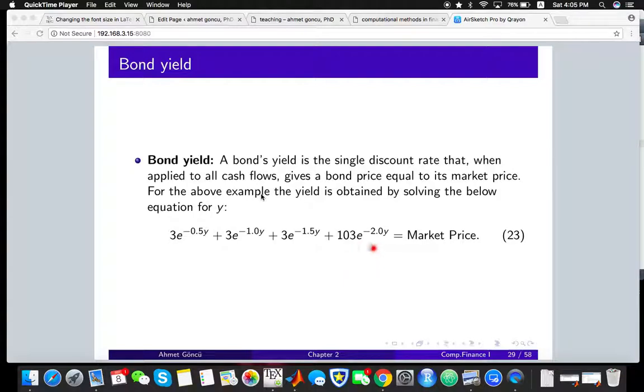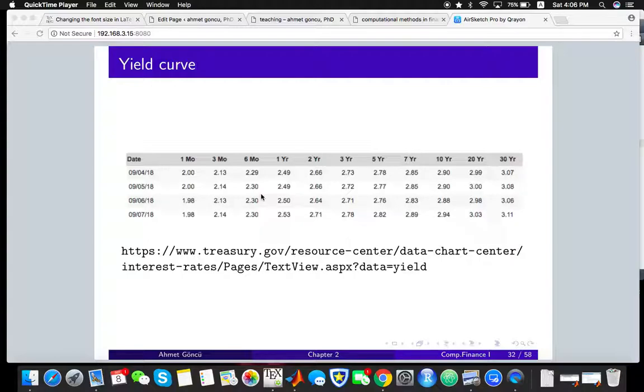time 0. So mathematically speaking, we set this present value equal to the market price of the bond, because as you know, bonds are traded in the market day to day, and there's a price determined in the market. So by observing the market price, we can solve for the discount rate for this bond. And typically, if you look at some data, especially the treasury bonds, which are quite important to obtain the yield curve, we can see the yields are obtained for different maturity bonds.